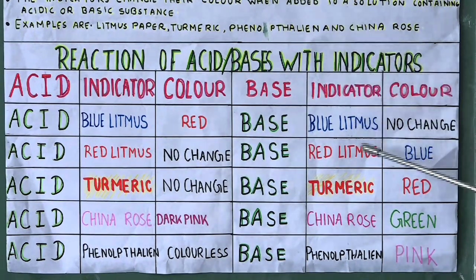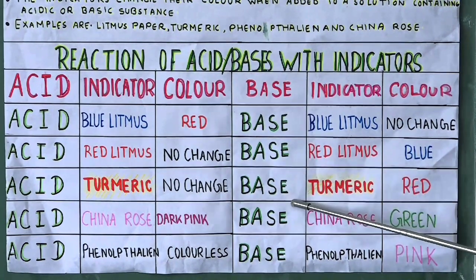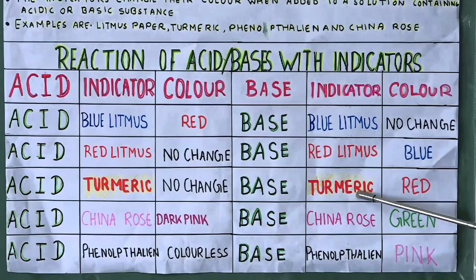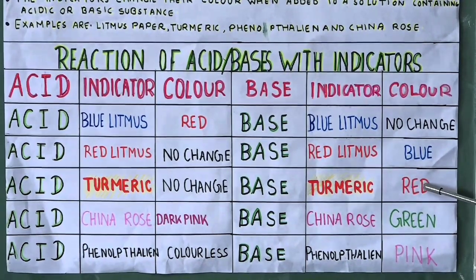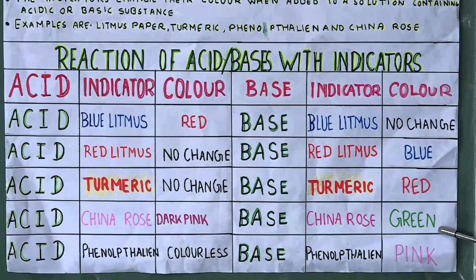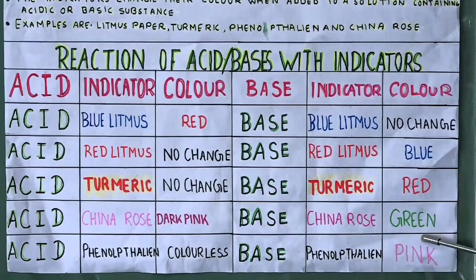If you come to the base, blue litmus, no change. Red litmus will change into blue color. With the base, the turmeric will change into red color. Suppose you get a stain on your white shirt and your mom washes it with washing powder, it will turn into a red color and slowly it disappears. Base, China rose will turn into green color, and with the base, phenolphthalein will turn into pink color.